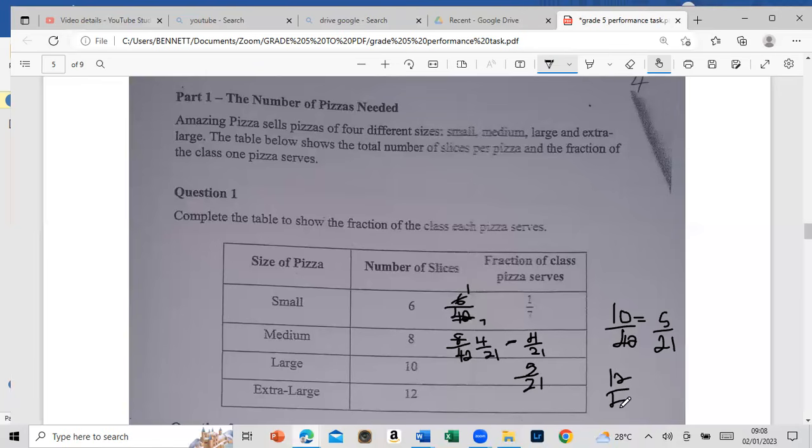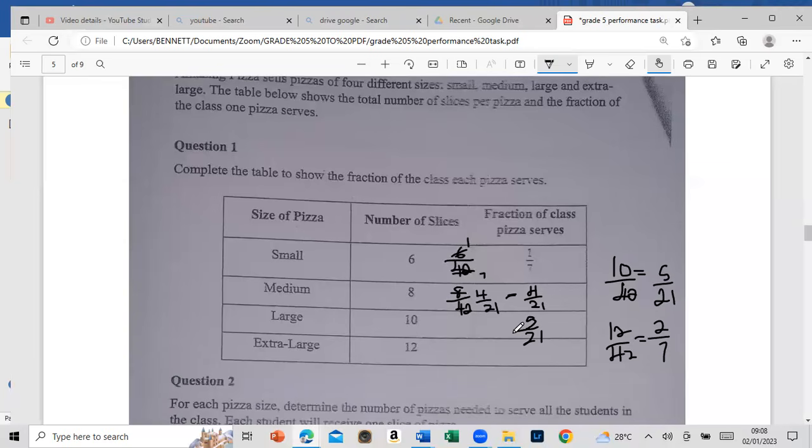All right. This one can be broken down because 6 can go into both of them. 6 into this goes 2 times. So this is 2 over 7. And it makes sense, right? Because if 6 works out to 1 over 7, it makes sense that 12 works out to 2 over 7. All right, so that will be one question. What I don't like is they don't put the marks there, so I don't know how many marks you would have allocated for this. But this would represent the fraction of the class each pizza serves.